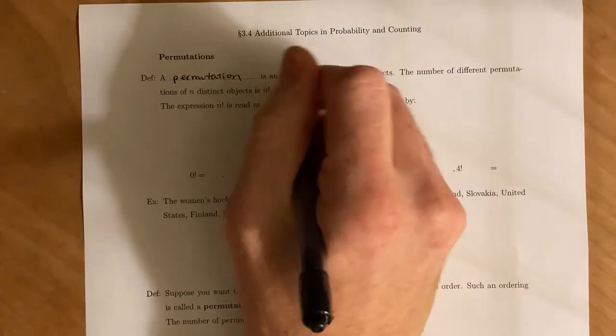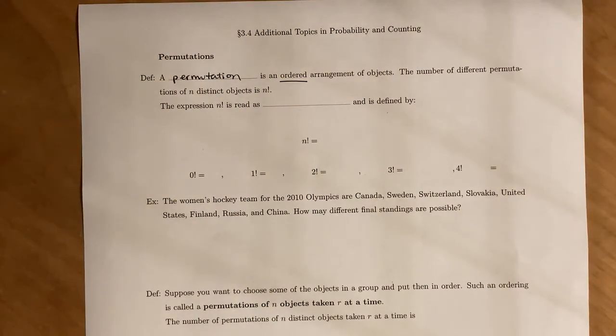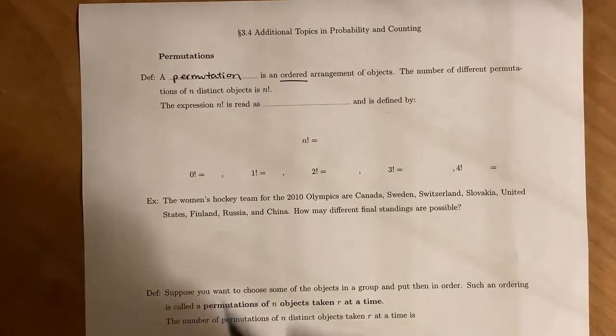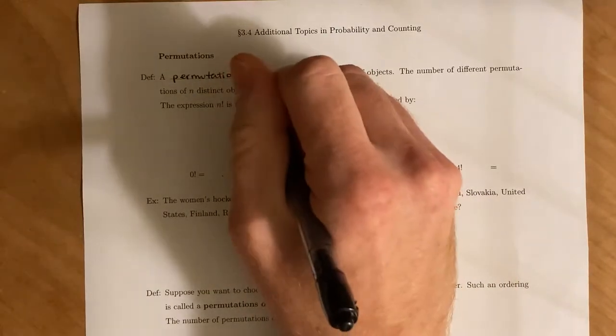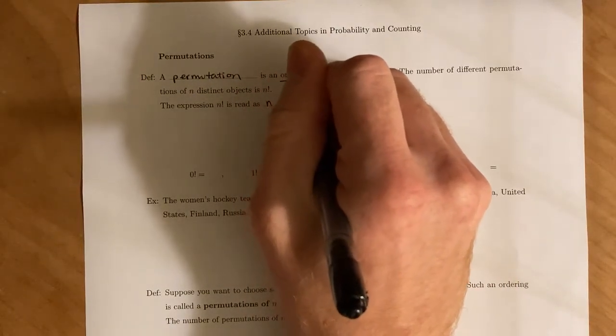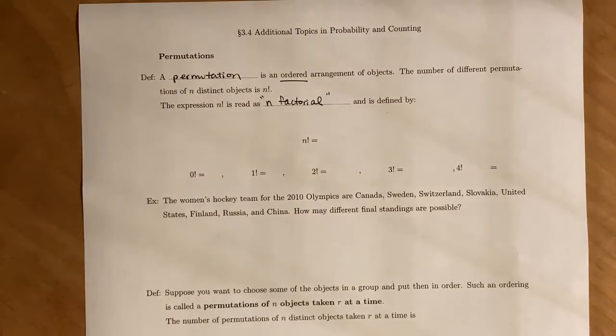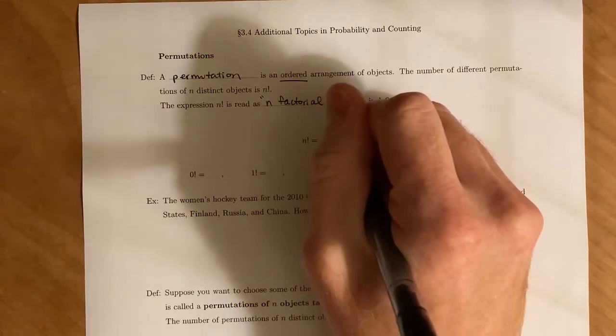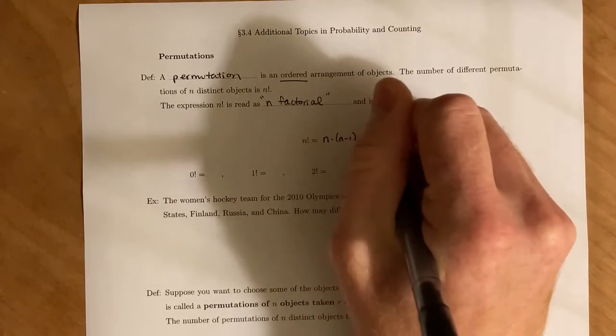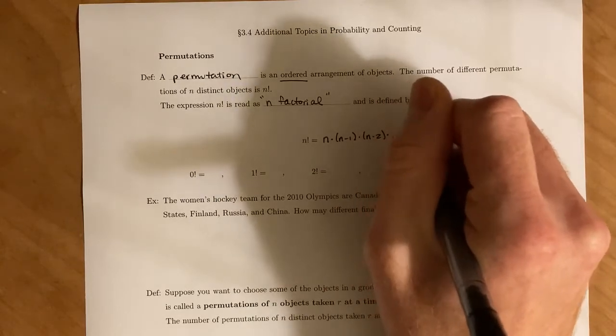And the key word here is ordered. So order is going to matter here. And the number of different permutations of n distinct objects is n exclamation mark, and the expression n exclamation mark should be read as n factorial. It's defined by n factorial being n times n minus 1 times n minus 2 times all the way down to 3 times 2 times 1.